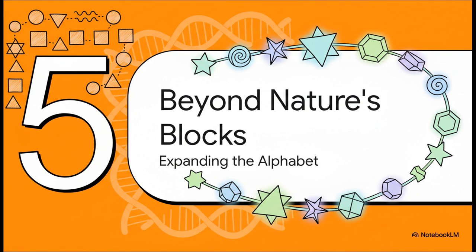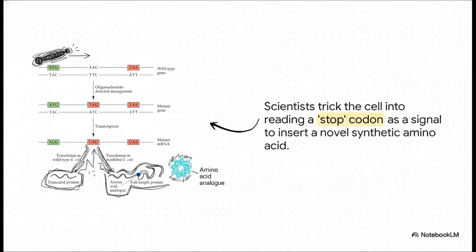Now, everything we've talked about so far, it all operates within the normal rules of nature, right? It uses the same 20 standard amino acids that life has been using for billions of years. But this final technique, this is where things get really wild. This is about pushing past those limitations. It's about expanding the very genetic alphabet to build proteins with totally new chemical powers. And this diagram shows the absolutely brilliant trick they use to do it.